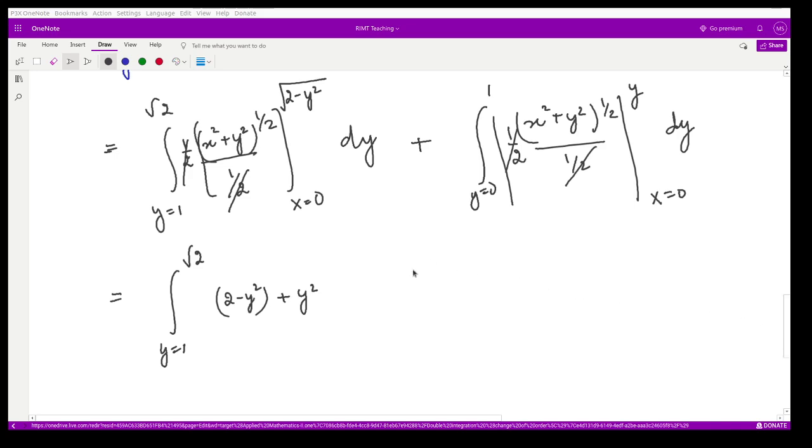So here we just have to solve this integral. What would be this? 2 minus y square plus y square raised to power 1 by 2.